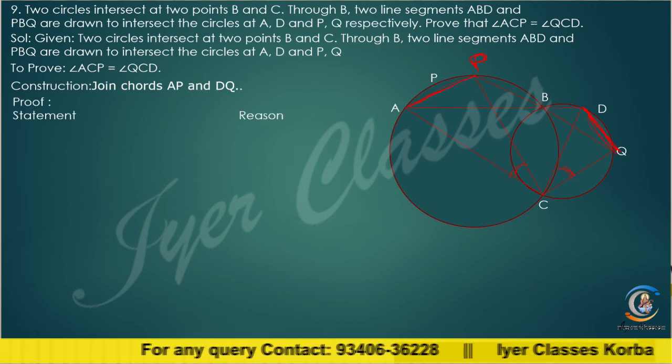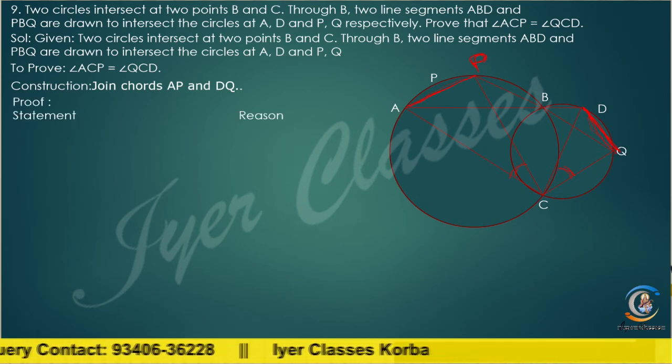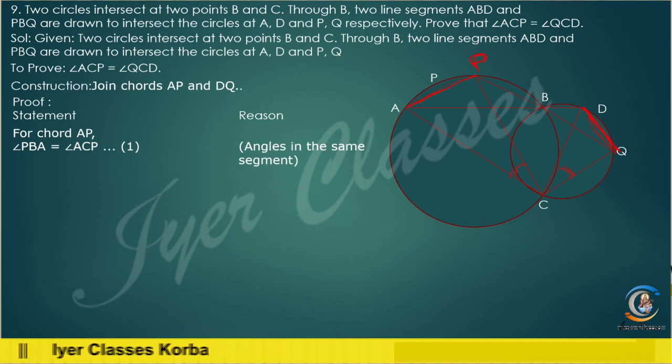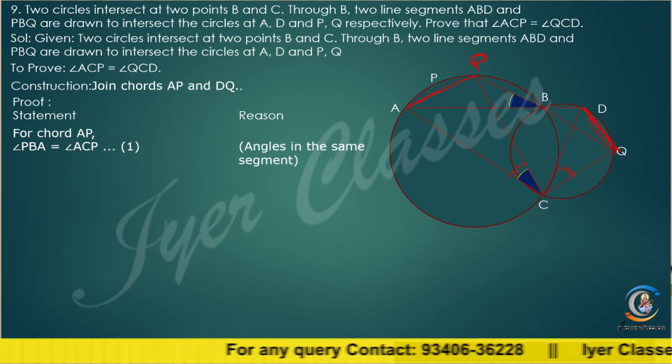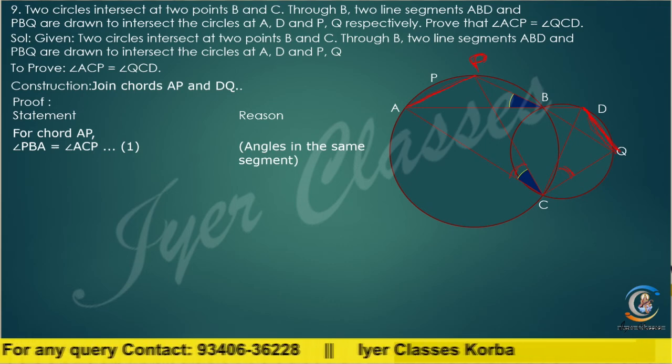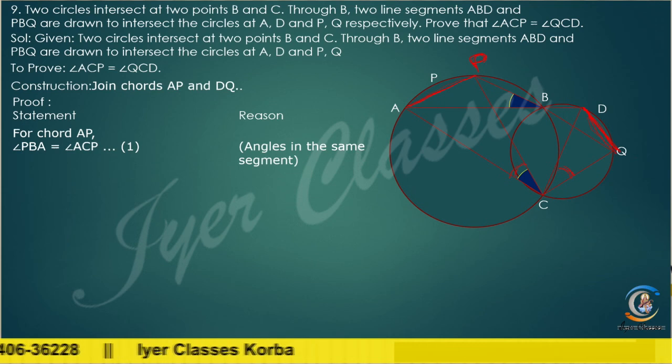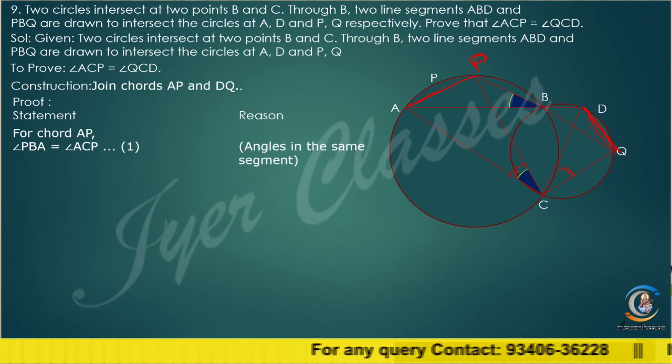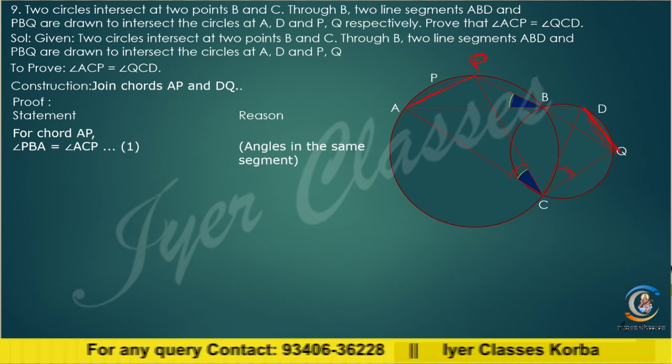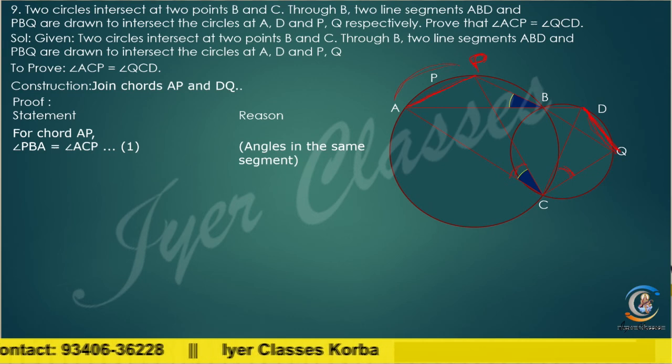Now, what do we know? We will write it in the statement and proof form. For the chord AP, we have got the two angles on the same side, the dark blue angles, that is angle PBA, this dark blue angle, and ACP, this dark blue angle. Both are equal because they are subtended by the same chord AP, or you can say the same segment AP. So they should be equal to each other.